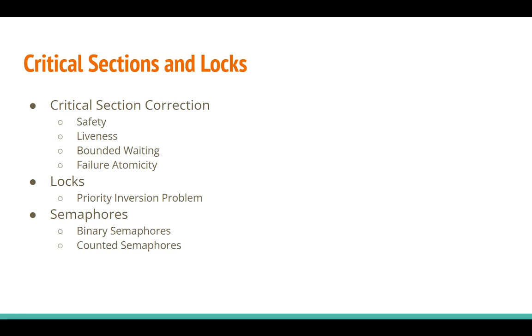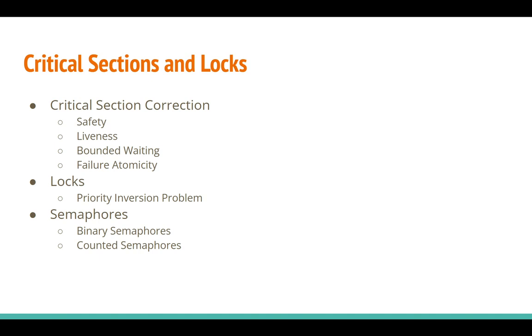So the way that we provide safety in our critical sections is with locks and semaphores right now. Locks are basically a way to keep more than one thread from entering the critical section at a time. Locks are implemented with test and set, which is how we get the atomicity that allows the safety to be a feature.